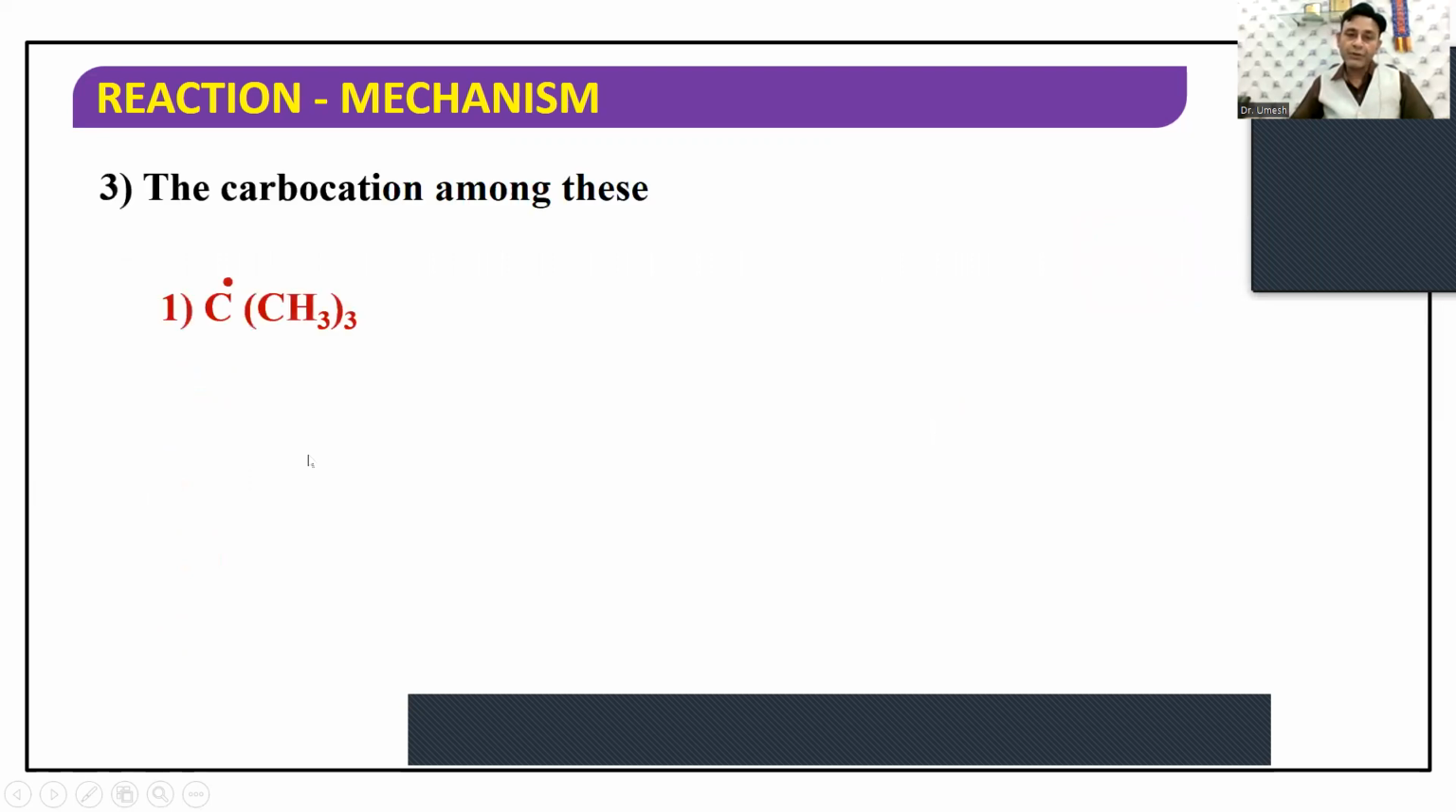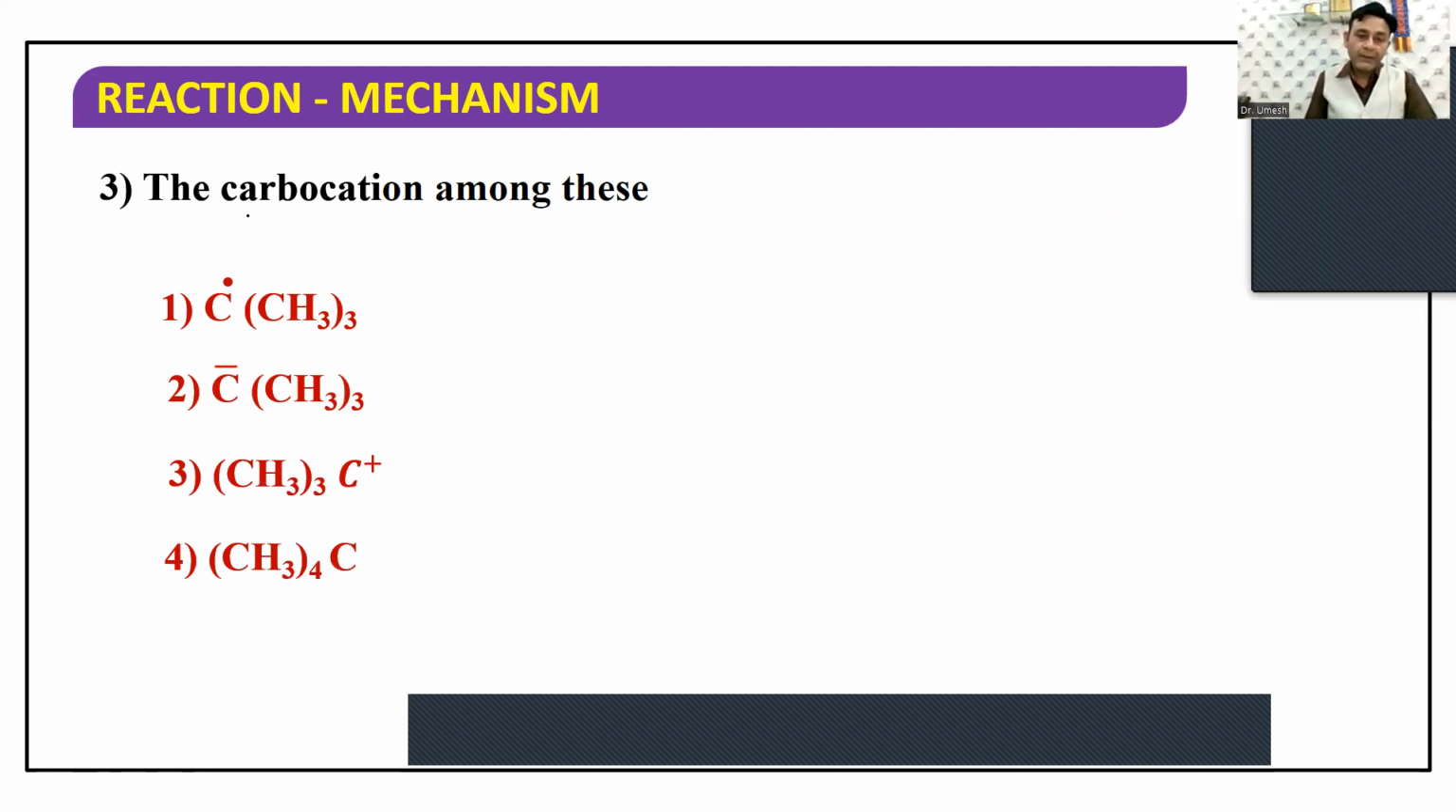Let us discuss one more question here. The carbocation among this is. First of all, before I answer any option, we should understand what a carbocation is. The carbocation is a reaction intermediate in which a carbon atom is having a positive charge. So any species having carbon with a positive charge is a reaction intermediate that is called the carbocation. It is having 6 electrons in the outermost shell. So which among this is the carbocation that we have to decide.